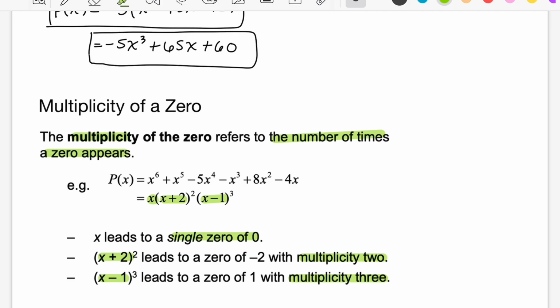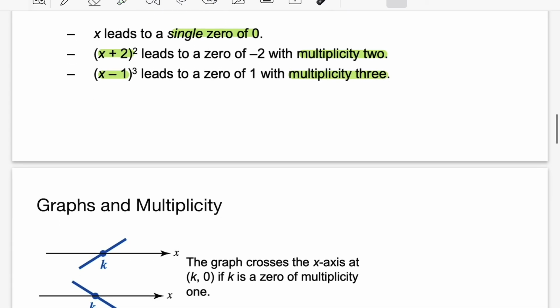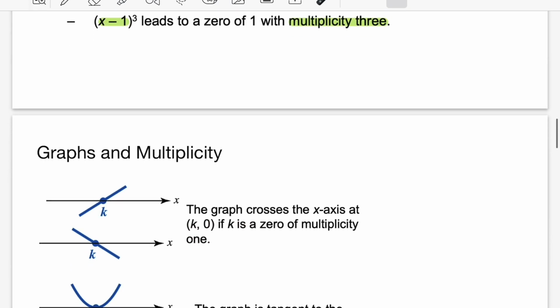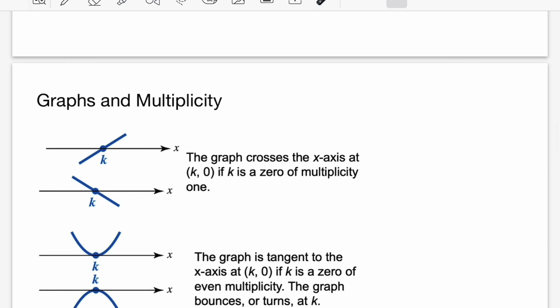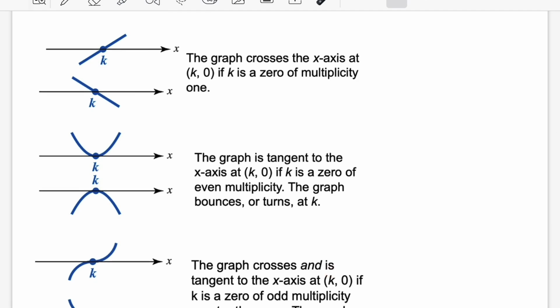So, multiplicities of zeros tell us a lot about the graphs of our functions. So for example here, this is what our graph looks like at a 0 if the graph crosses the x-axis for a 0 of multiplicity 1. Similarly, we'll have this case here. The graph is tangent to the x-axis at this point here if k is a 0 of even multiplicity. And lastly, the graph will cross and is tangent to the x-axis at that point if k is going to be a 0 of odd multiplicity that's greater than 1.